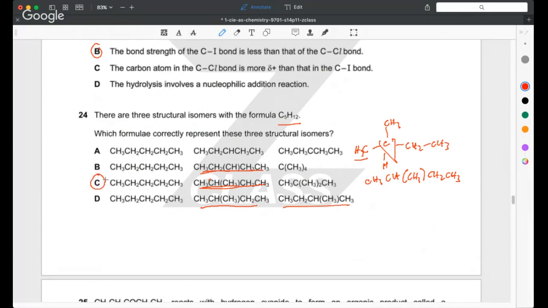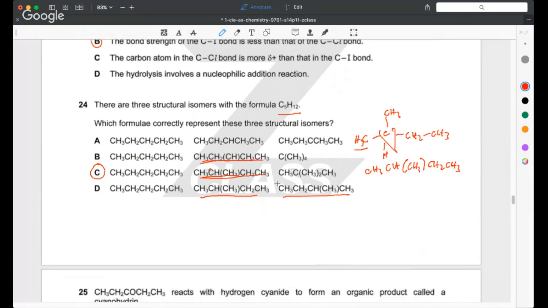You can draw the displayed formula, and then when you write the formula down, then the formula that's written correctly represents the displayed structure, or the displayed formula.